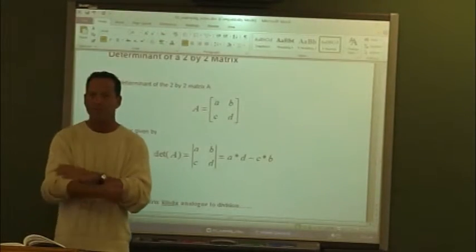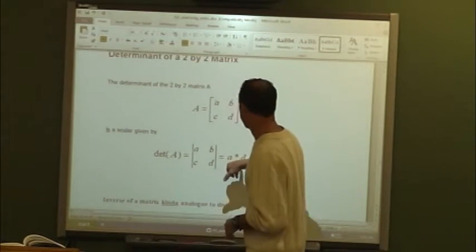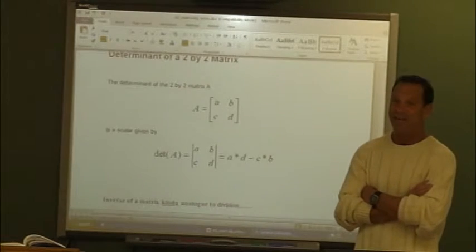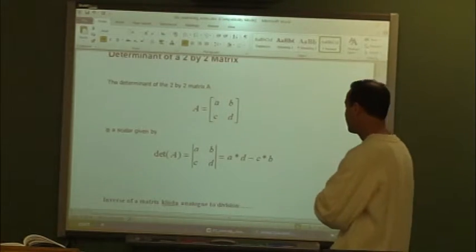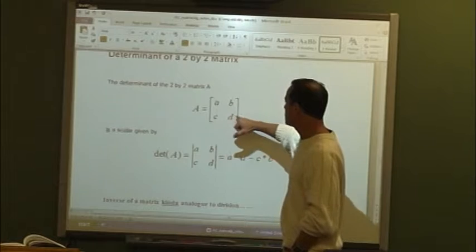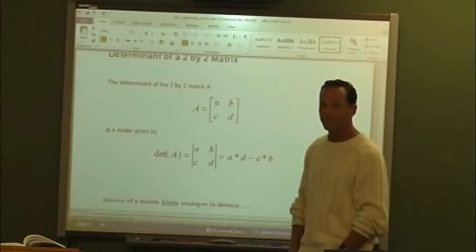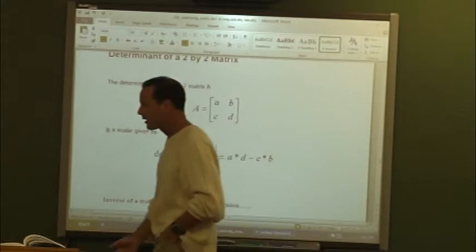See this 2 by 2? The determinant is A times D minus C times B. That's it, everybody. So you just do A times D minus C times B.